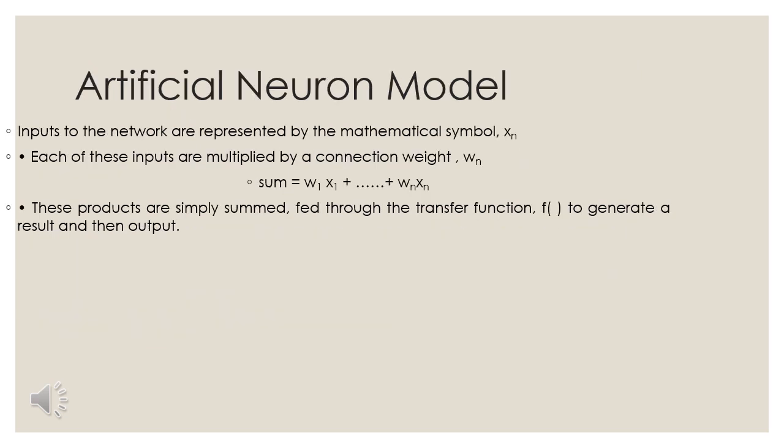Now we have the artificial neuron model. Inputs to the network are represented by the mathematical symbol xn.